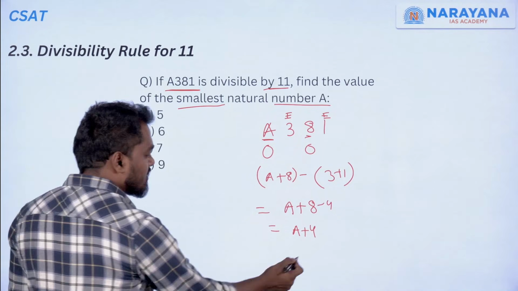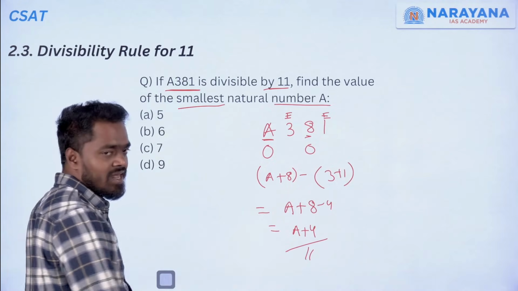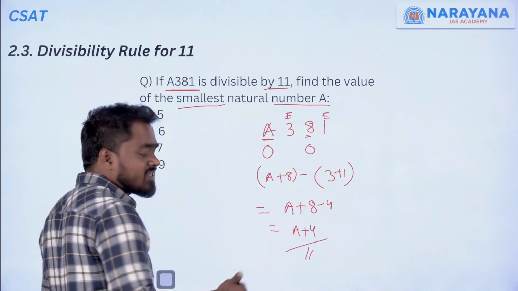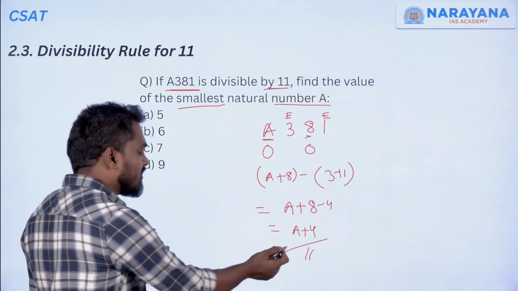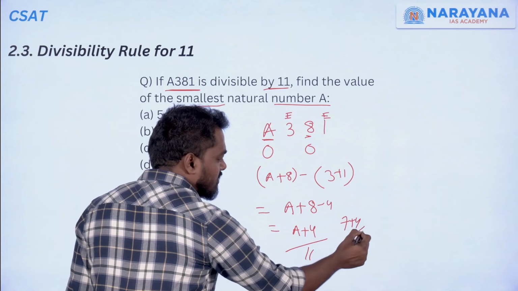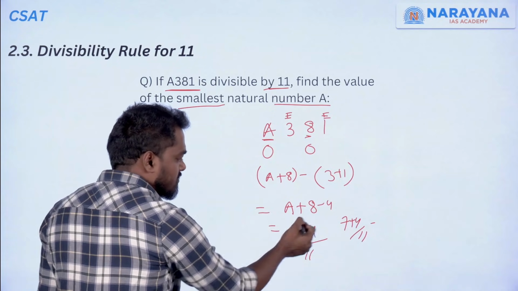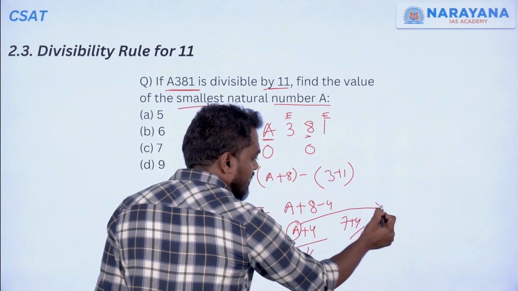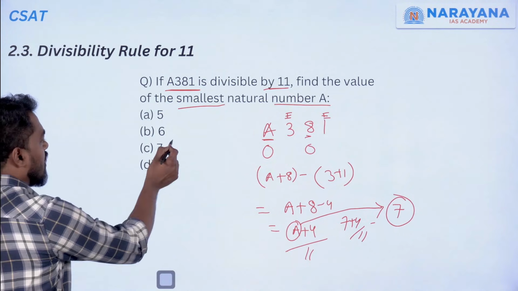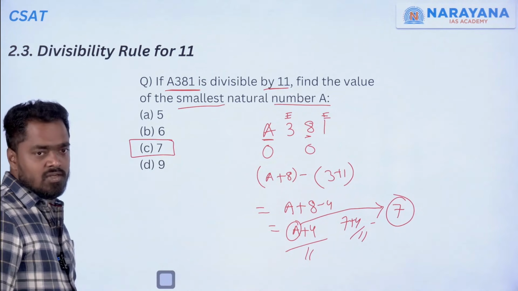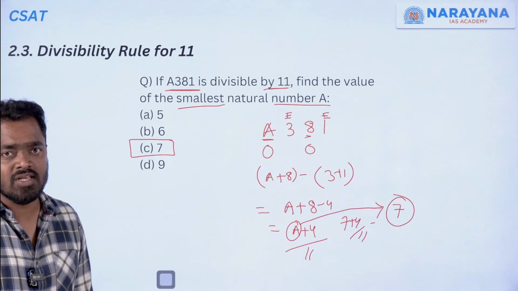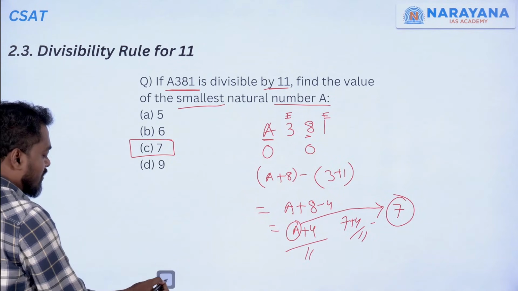Now you have to check whether it is divisible by 11 or not. So what are the possible values you can add here? Which is the minimum value? Then it will be divisible by 11. So that means 7. 7 plus 4 is 11. Right? So 11 is divisible by 11. So the smallest number for A is 7. That is option C. So this is how you apply the divisibility rule of 11. Let's try to solve the next question on the divisibility rule for 11.